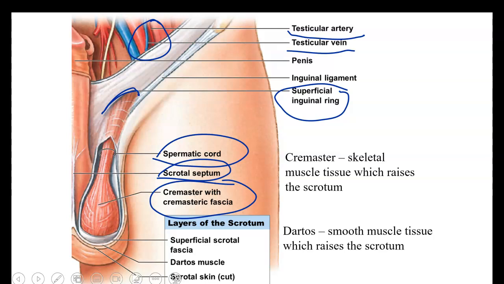And then looking down further, you're going to see a set of skeletal muscles. These are going to be called the cremaster muscles. The cremaster muscle is going to be a skeletal muscle tissue, which is going to help to raise the scrotum, along with the dartos muscle. That one's actually a smooth muscle tissue.